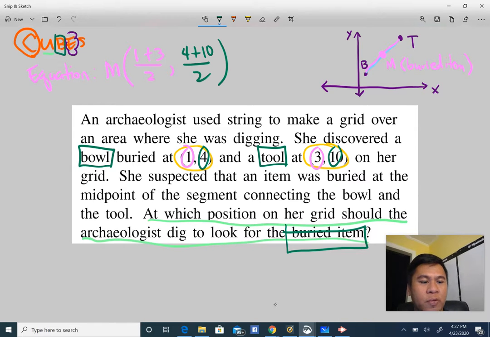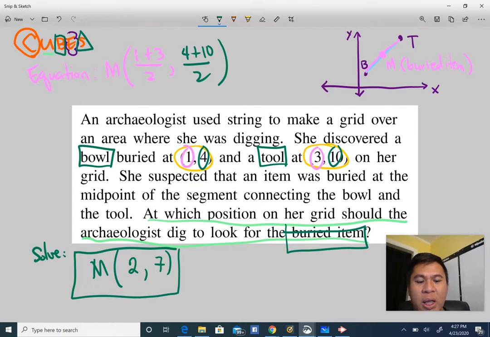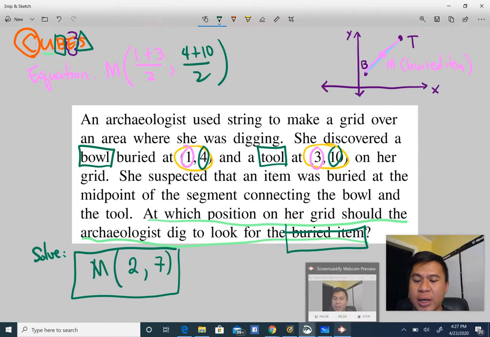Let's now compute for this one and do our solution. My point M will now be at 1 plus 3 is equal to 4 divided by 2. That will be 2. 4 plus 10 will be 14 divided by 2 will be 7. Therefore, we can say that the buried item should be somewhere with the x coordinate of 2 and the y coordinate of 7 in this case.